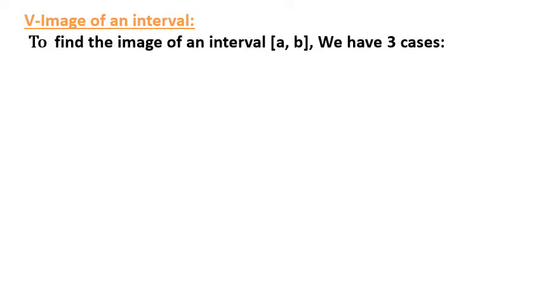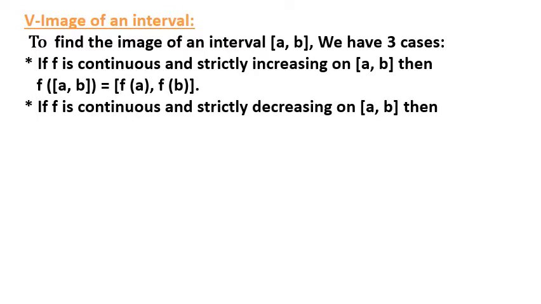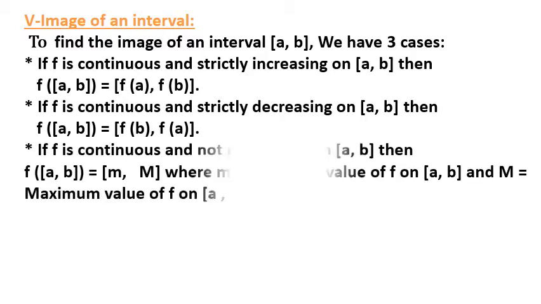Image of an interval. To find the image of an interval AB, we have three cases. If f is continuous and strictly increasing on the interval AB, then f of AB is equal to the interval f of A, f of B. If f is continuous and strictly decreasing on the interval AB, then the image of interval AB is the interval f of B, f of A.